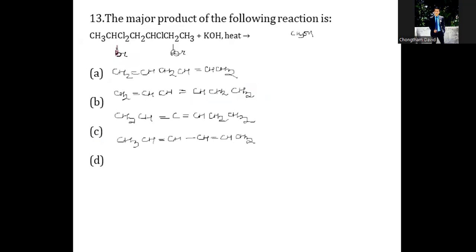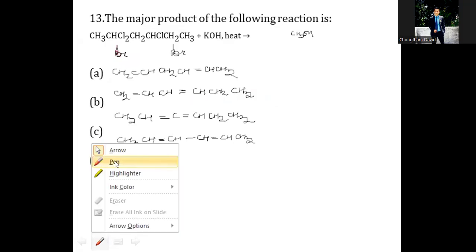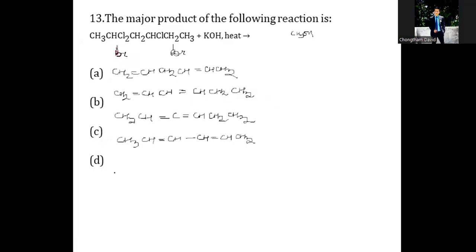Question number 13. The major product of the following reaction is, you are given a haloalkane. This haloalkane is treated with potassium hydroxide and heated. So which is the correct answer for this question? Let us rewrite the reaction. According to the question, what I'm doing here is rewriting this haloalkane, okay?